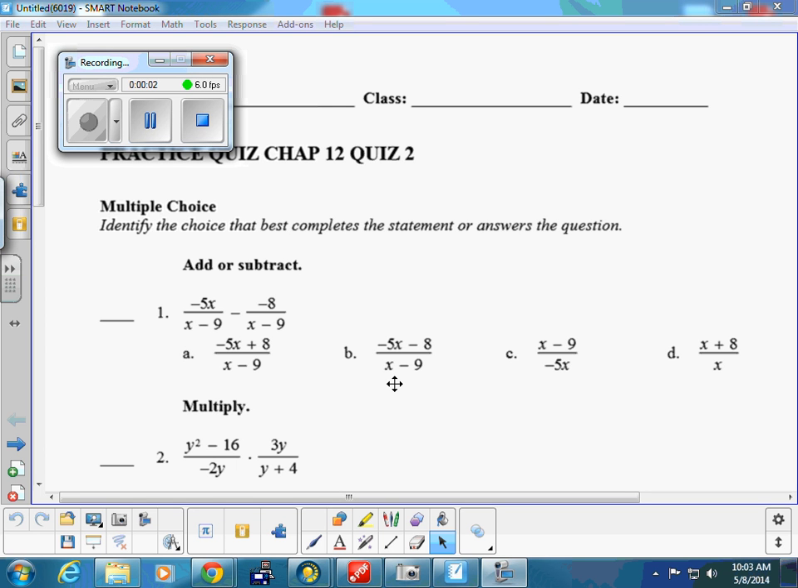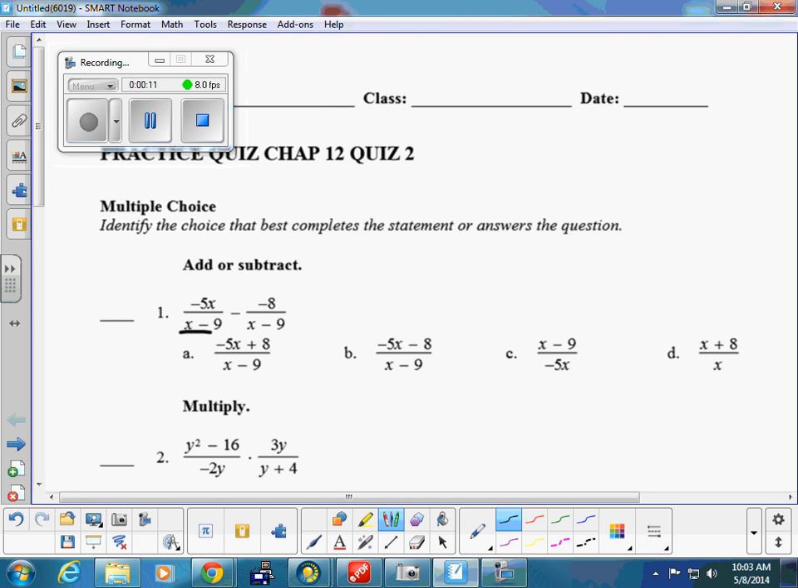Okay, this is the practice quiz for Chapter 12, Quiz 2. I'm going to go through these quickly. So number 1, you have like denominators.